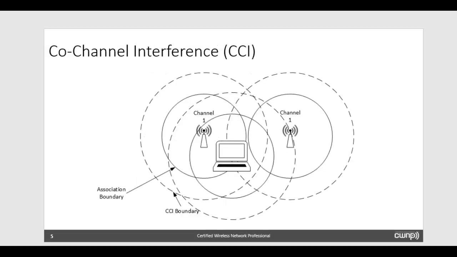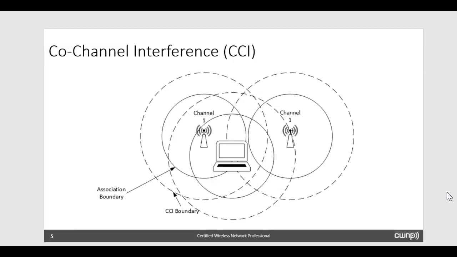So, just to give you a rough idea of what we're talking about with co-channel interference. You may hear it called co-channel contention or co-channel cooperation, but the 802.11 standard uses the phrase co-channel interference. So I think you want to make sure you get used to that. It also uses the phrase co-channel overlapping BSS interference, which basically is a long way of saying the same thing.